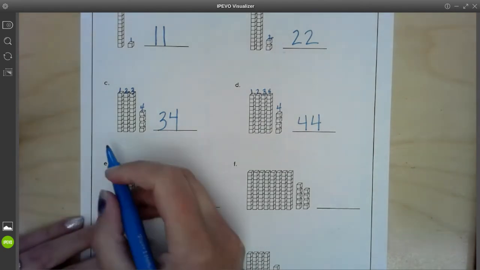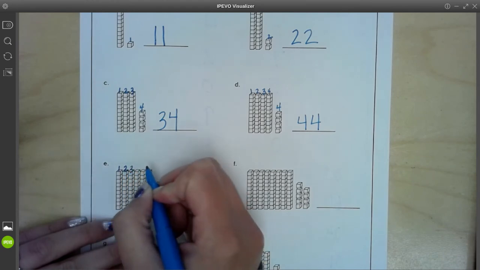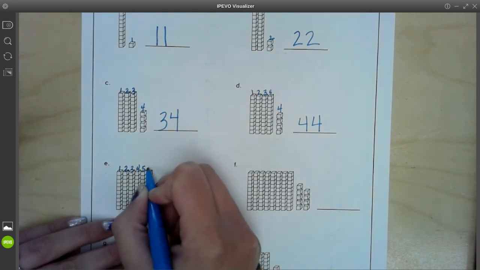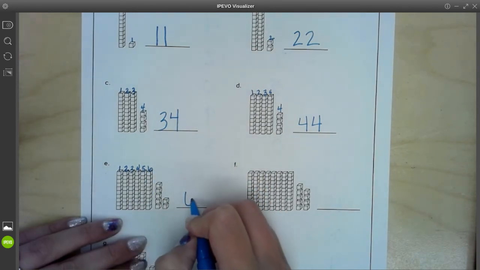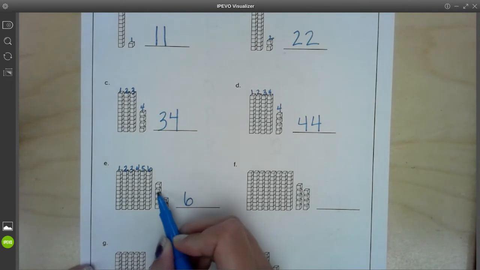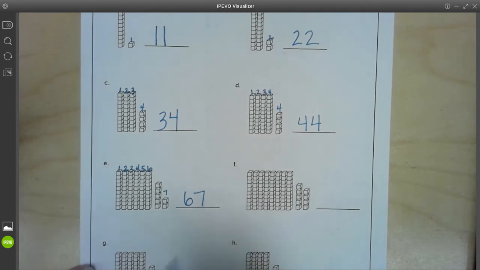Next one here, we're going to count the tens. We've got 1, 2, 3, 4, 5, 6 tens blocks. 6 tens. And ones, we've got 1, 2, 3, 4, 5, 6, 7. So we have 7 ones. So these place value blocks show us the number 67.